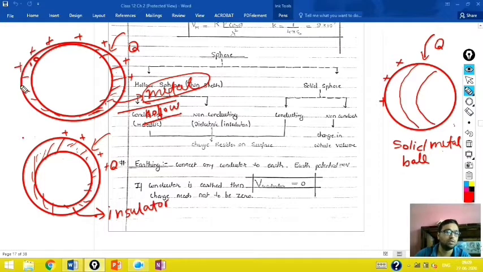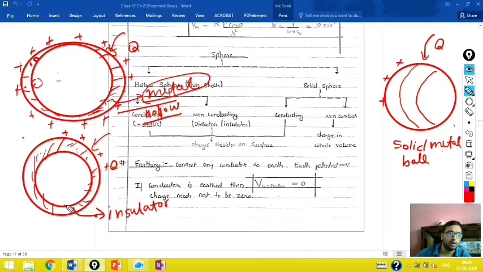Means no amount of charge will enter inside the material, or on the inner surface of the material, or inside this cavity. All the charge will appear on the surface only, and it will be distributed uniformly. If you provide charge at this particular point only, then it automatically distributes itself on the surface. It distributes automatically because it has to maintain the electric field inside the material as zero. For that it arranges itself automatically.